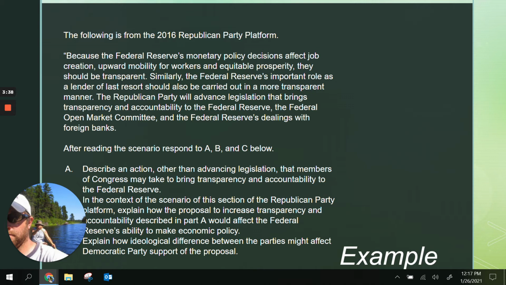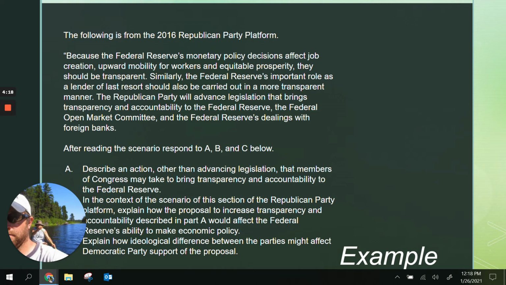Okay, now a couple things here. We have not yet studied the Federal Reserve. It's part of the federal bureaucracy, which is part of the executive branch. Okay, so you would know certain things about that. So in A here, it says describe an action other than advancing legislation that members of Congress may take to bring transparency and accountability to the Federal Reserve. In B, it says in the context of the scenario of the section of the Republican Party platform, explain how the proposal to increase transparency and accountability described in Part A would affect the Federal Reserve's ability to make economic policy.